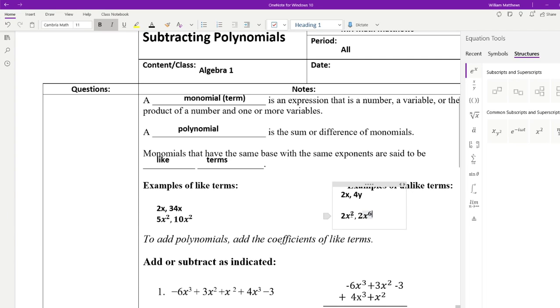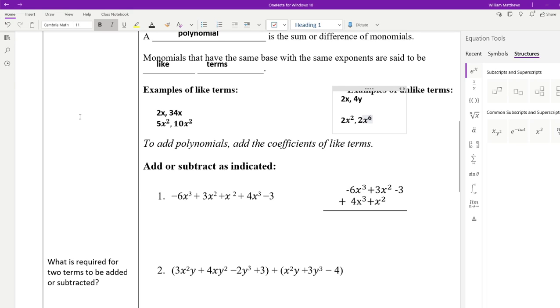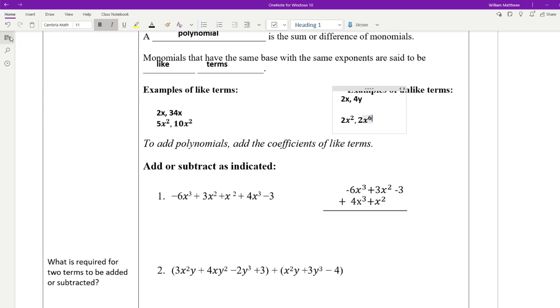So in this case, as long as these powers, the superscript, are different, these are not like terms, so we cannot combine them, which is what we're going to go over next. When we add polynomials or subtract polynomials, we add the coefficients of like terms. Add or subtract. So whenever you're doing this, you want to make sure that you mark down like terms.